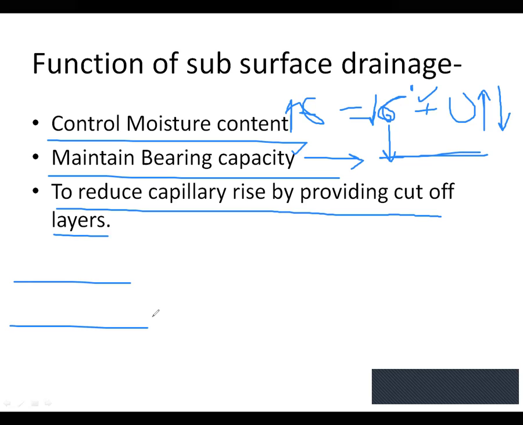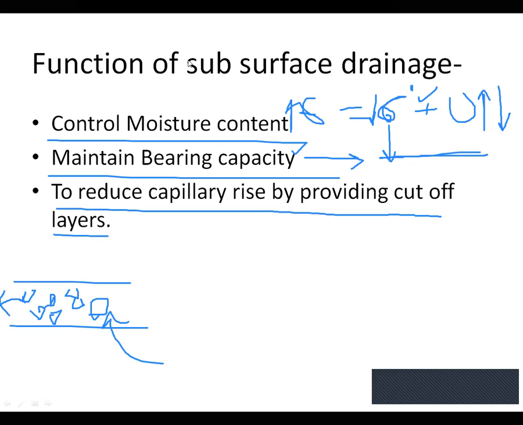Okay, so we know that any fluid travels from high pressure to low pressure, so we are producing a low pressure area here, and when the low pressure area is there, it just collects water. And when the water collects, you can provide a way for it to be discharged. So by that we can reduce the moisture.